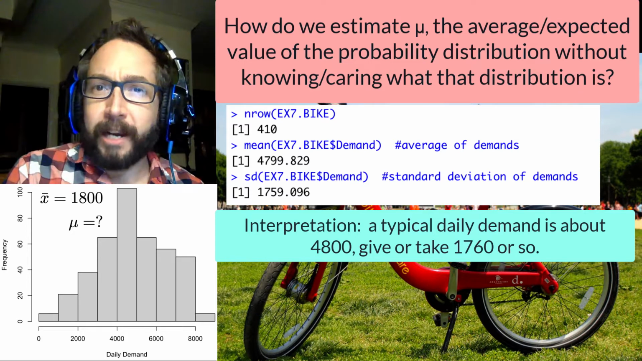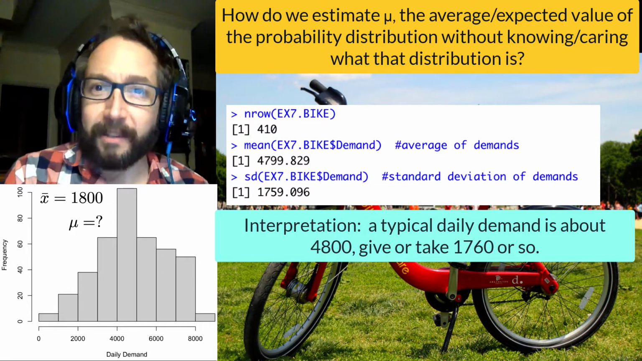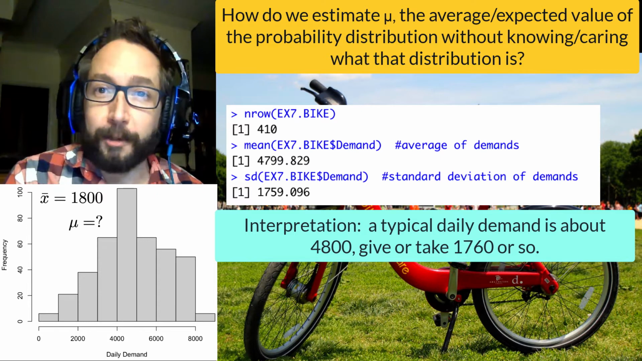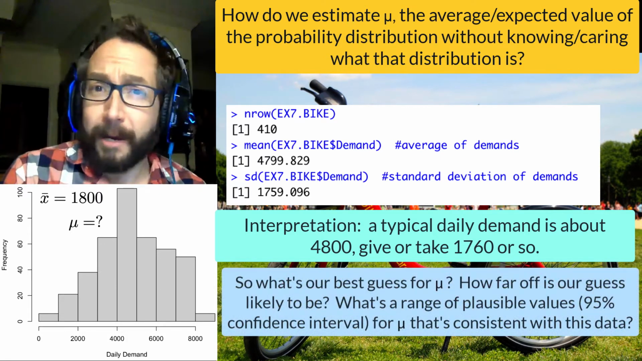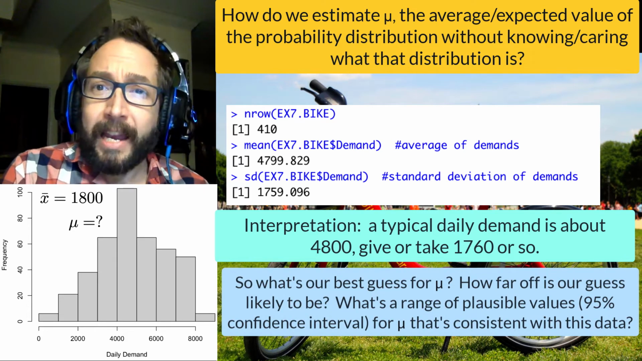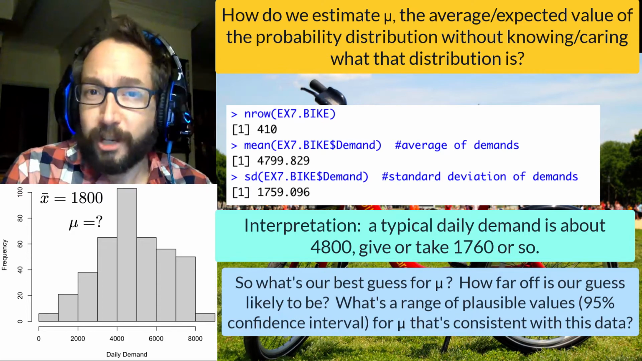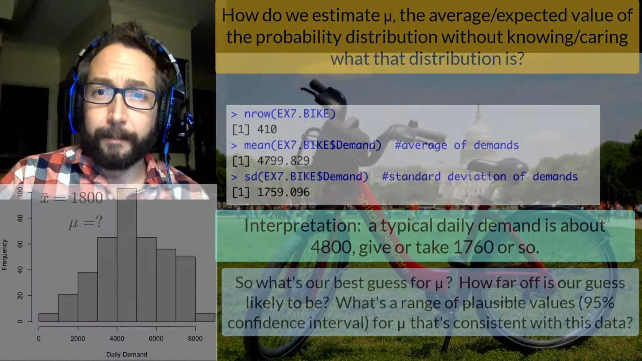Now, how can we translate that into some sort of statement about the average value of the probability distribution that's making this data? Can we come up with a best guess for what that mu parameter is based on the data that we've collected, a guess for how far off we might be from the true value of mu, and can we come up with a confidence interval for the value of mu associated with this probability distribution, whatever it is that's generating the data?